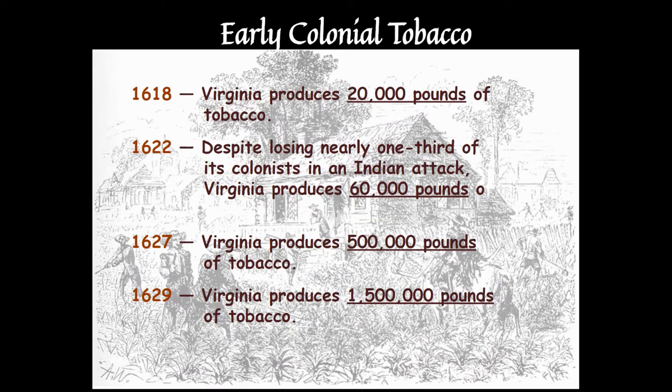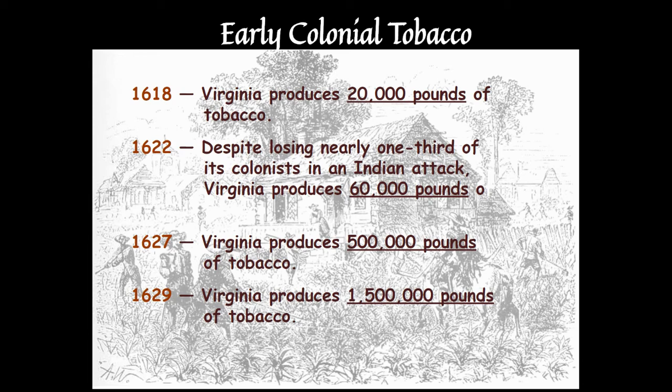Here are some statistics that show the information about it. In 1618, Virginia produced just about 20,000 pounds of tobacco, which is a lot. But if you consider that it's going to increase in 1622, it's going to be triple what it had been just 4 years earlier, with 60,000 pounds. In 1627, it's now 500,000 pounds of tobacco. And by 1629, just a little over a decade later, they're producing 1.5 million pounds of tobacco. So this is a huge crop for them. It is very labor intensive, however.